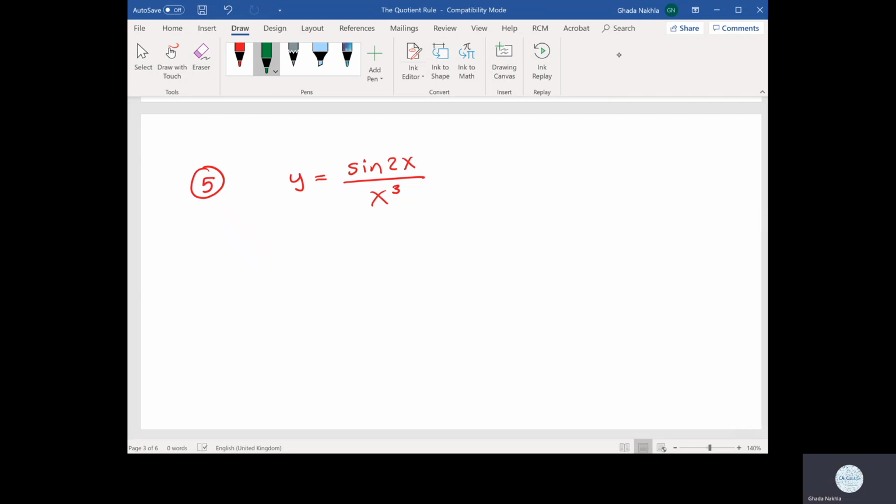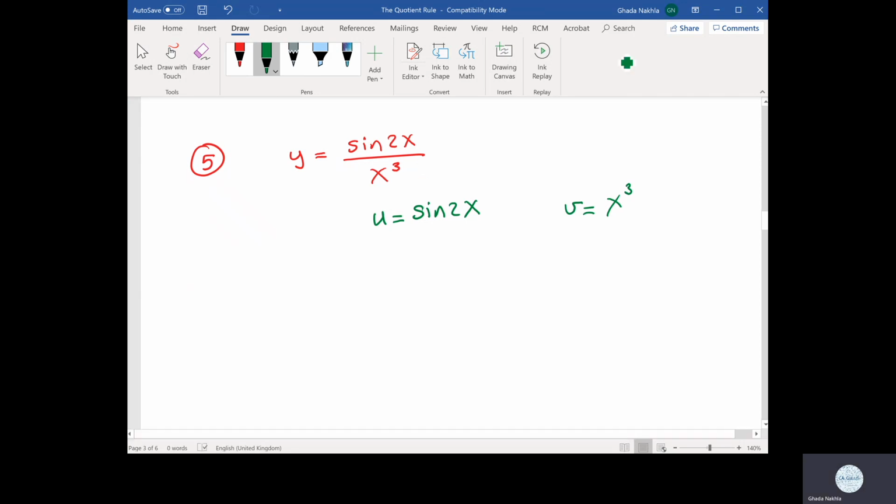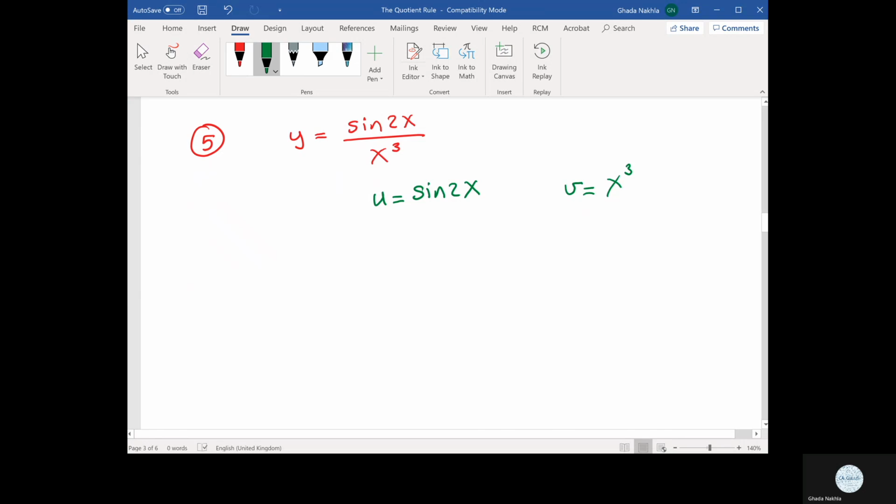Okay, identify u and v. U is always the one at the top, so u equals sine 2x. V is always the function which is the denominator, so x cubed. Second step is to differentiate both, du by dx.